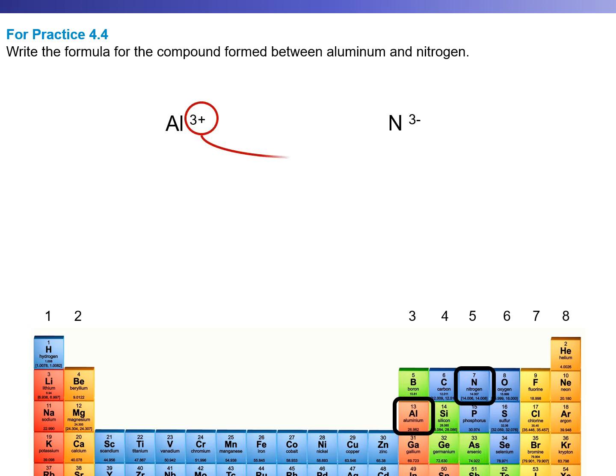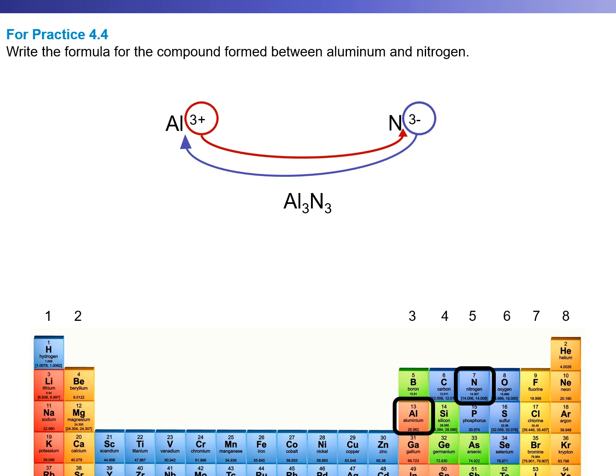So we would take the 3 from aluminum and write it in the subscript for nitrogen, and take the 3 in the superscript of nitrogen and write it in the subscript for aluminum. And if we did that, we'd have a formula that looks like this. But this is a scenario where we need to evaluate what we've got going on here. Now, these are ionic formulas. These are formulas for ionically bonded compounds.